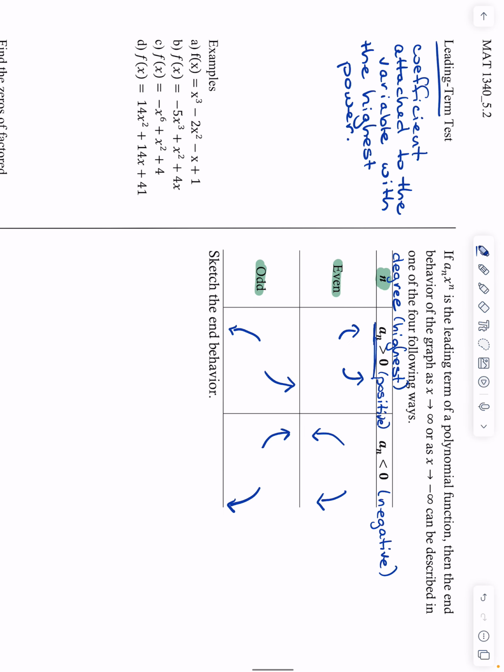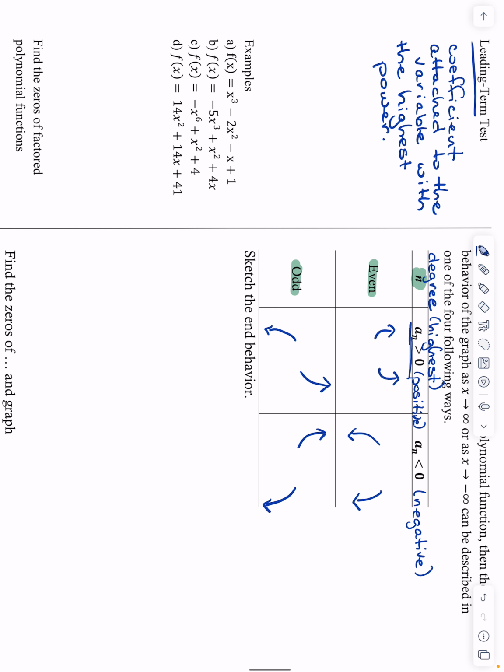Okay. Here's how we use that. And if you want to give this a shot, this would be a great time to pause the recording, come back in, well, whenever you get this done, and compare your answers.